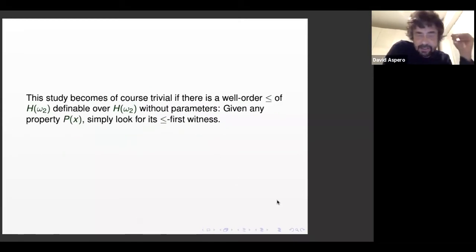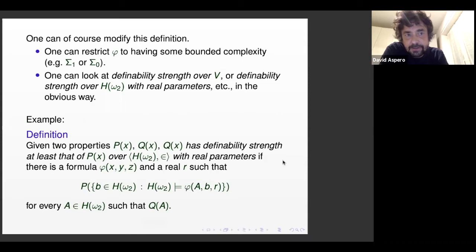Now, of course, this sort of study becomes completely trivial if, let's say, there's a well order of H omega 2 definable without parameters, because then, given any property P which is realized, just simply look at the first witness in the well order, right? So you don't need any parameters to define some object satisfying the property. So that's not so interesting.